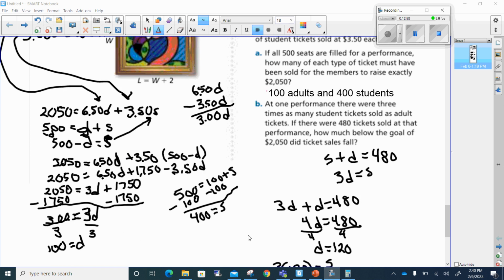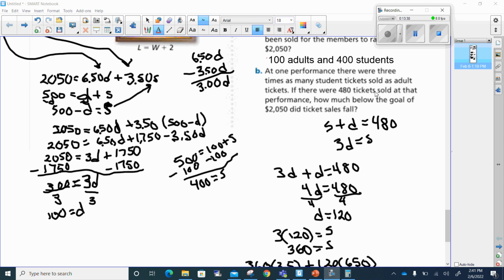Now we can plug this in to our first problem here, because we know that there's 100 adults, right? So we can say that 500, right, that's the problem we had here, equals D plus S. D we said was 100, so it's 100 plus S. I got to isolate S, so I will subtract 100 from both sides. 500 minus 100 is 400. There must have been 400 students. So the answer to A is 100 adults and 400 students.